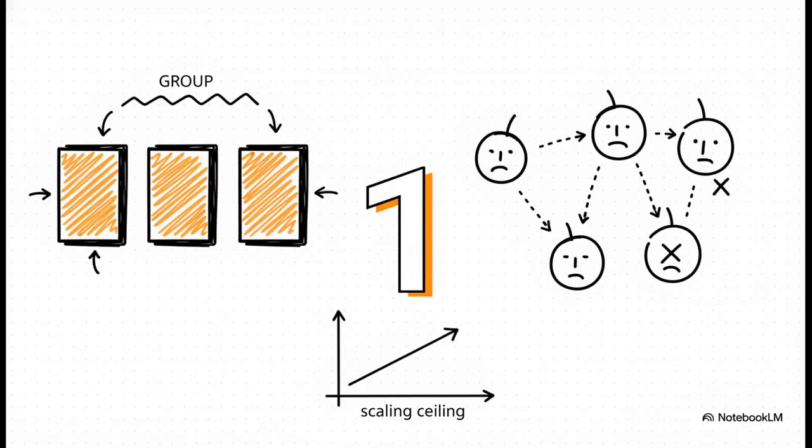Now listen to this because it is absolute gospel. A partition can only be consumed by exactly one consumer in a group at a time. Period. If you have 3 partitions but you spin up 5 consumers in a group, 2 of those consumers are just going to sit there completely idle, doing absolutely nothing. This means your partition count is your absolute maximum scaling ceiling.